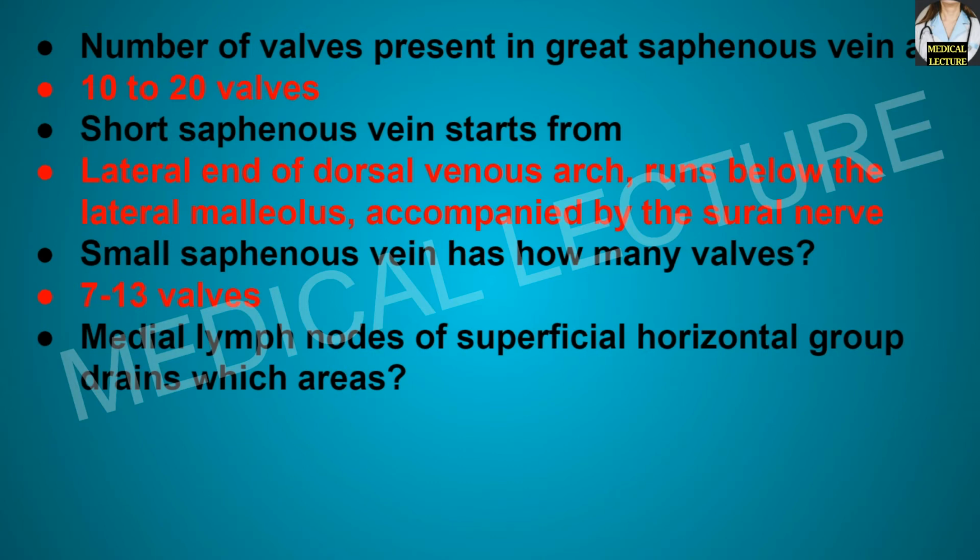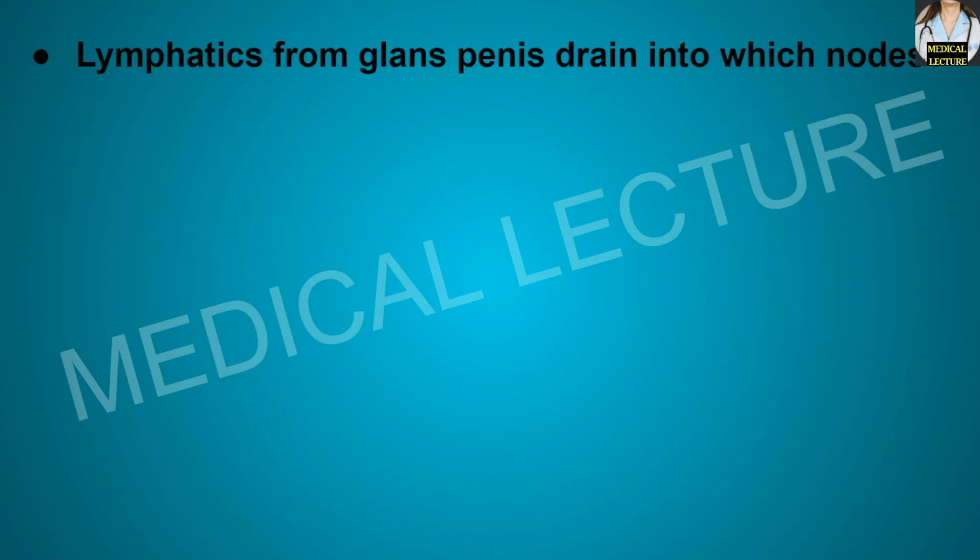Medial lymph nodes of the superficial horizontal group drain which areas? So they drain the penis including the prepuce and the scrotum, vulva and the vagina below the hymen, perineum and the lower part of the anal canal below the pectinate line. Lymphatics from the glans penis drain into which nodes? So they drain into the deep inguinal lymph nodes.